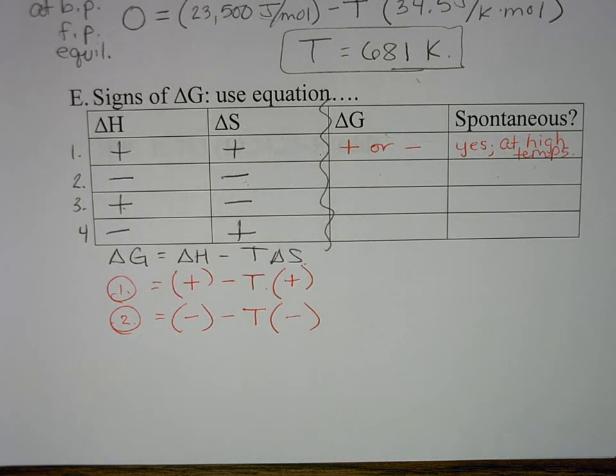No, the temperature numbers will always be positive, right? Because they're all in Kelvin. They're all positive, because they're Kelvin temperatures, so they have to be.